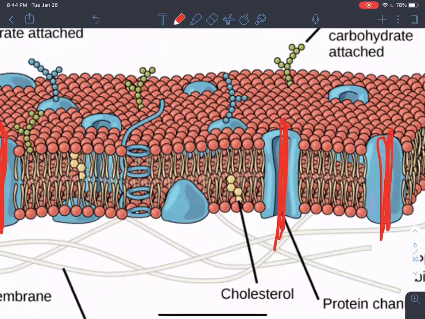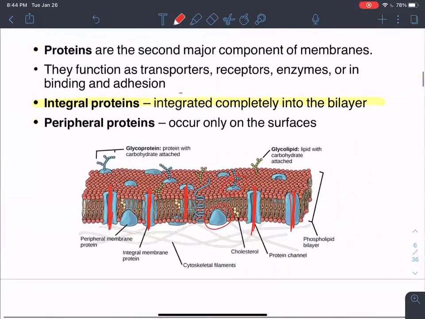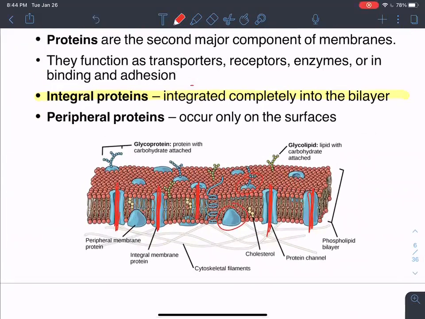Okay, and then you can't really see them, these are kind of buried, but these are going all the way through back in there. Those are integral. Now you can see this one right here doesn't go all the way through. So there are proteins that are not going to be integral, and they're called peripheral. Peripheral proteins are only on the surfaces, either the interior or exterior surfaces of the cell. So integral goes all the way through it, peripheral is on the surface.